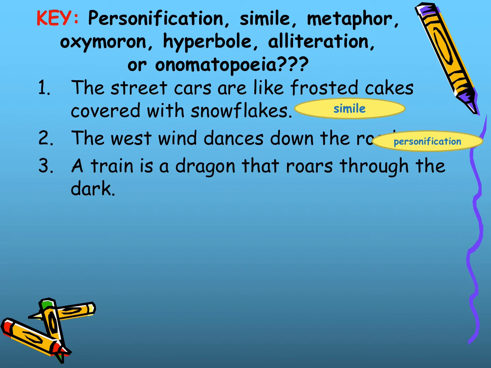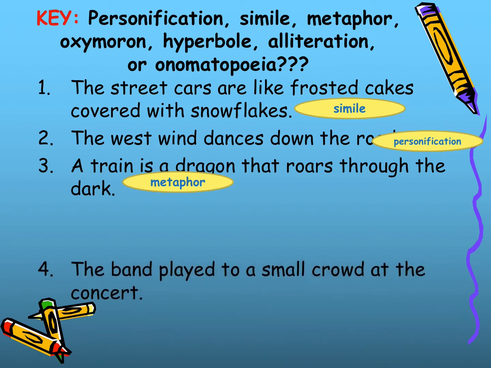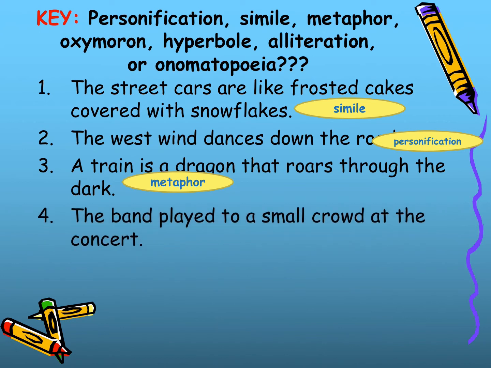Number 3, a train is a dragon that roars through the dark. That is a metaphor. You're calling the train a dragon without using the word like or as. Number 4, the band played to a small crowd at the concert. That's an oxymoron because you're using the word small and crowd together.